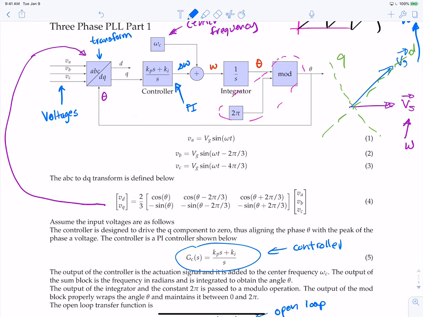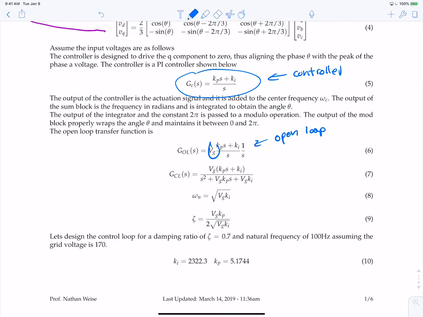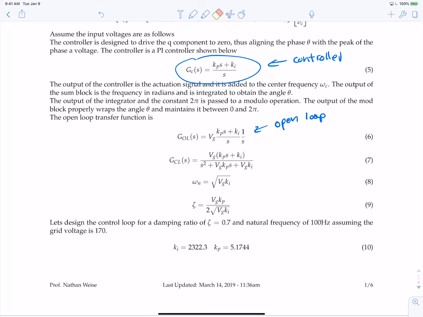And where do we get this Vg from? Well, the Vg is the actual gain of this stage right here. That is our gain of the DQ transform. Okay? All right, so we can calculate the closed loop response now that we have the open loop. So just recall that this is going to equal GOL over 1 plus GOL.